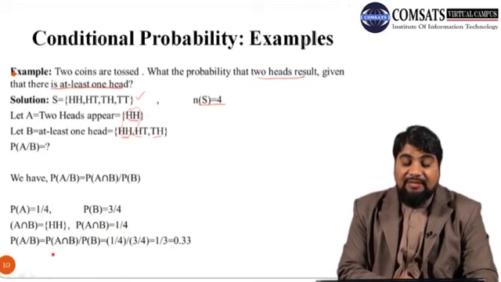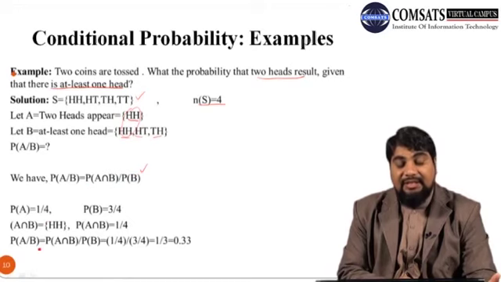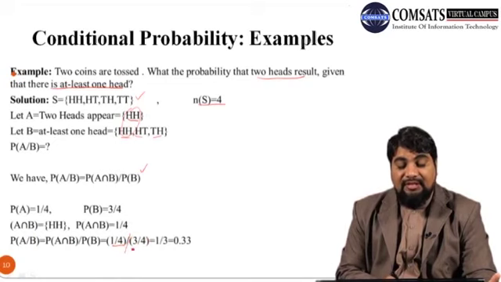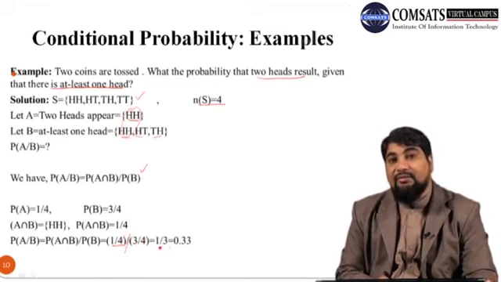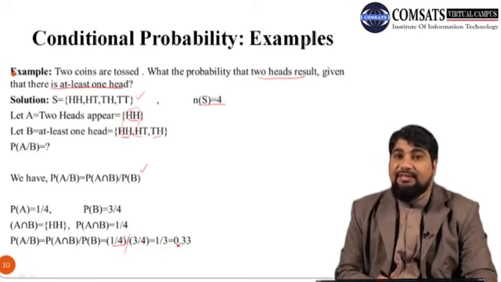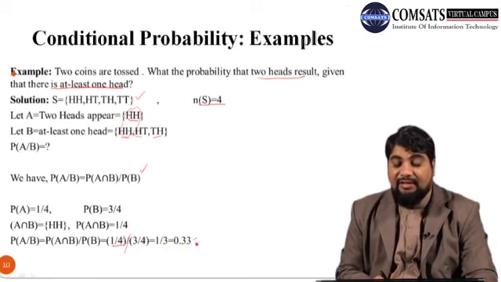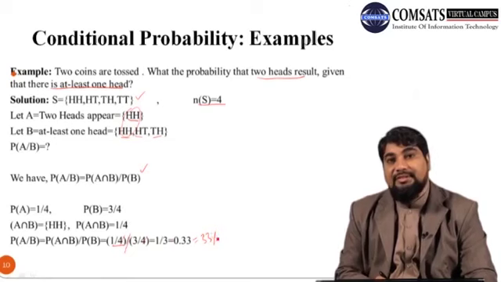So we can put these results in this formula. The probability of A given B is 1 by 4 divided by 3 by 4. So this 4 is cancelled with this 4. So we get 1 by 3, which is 0.33 or 33%.